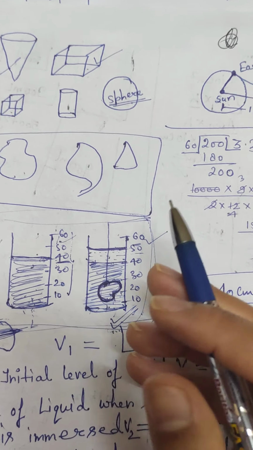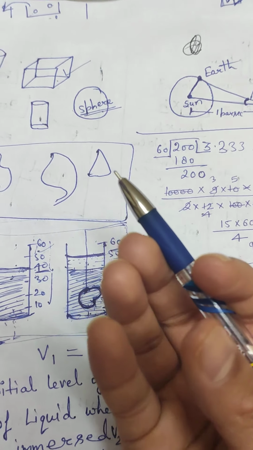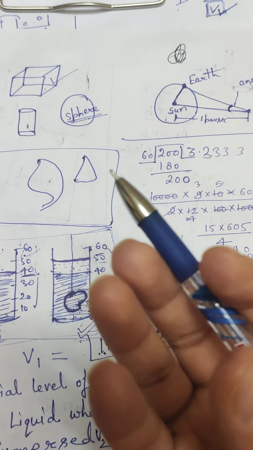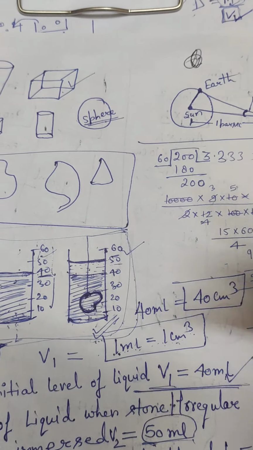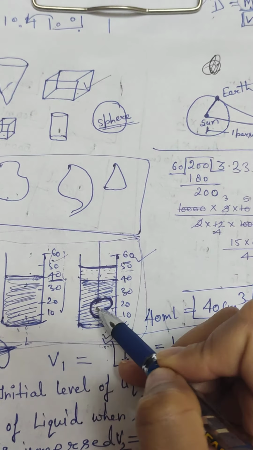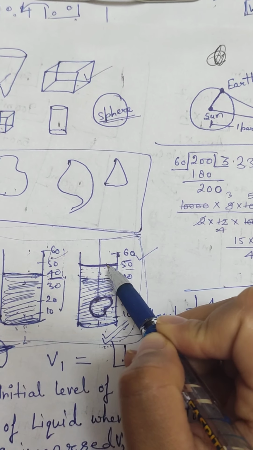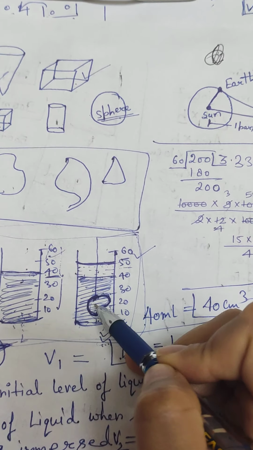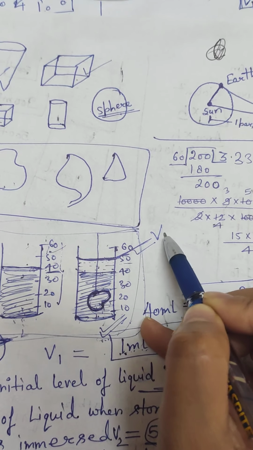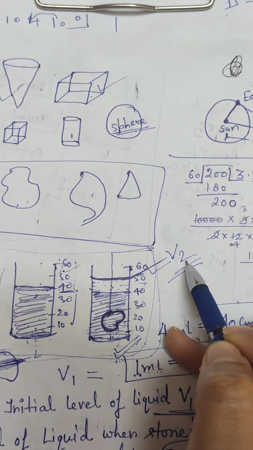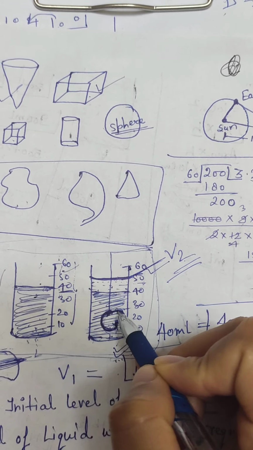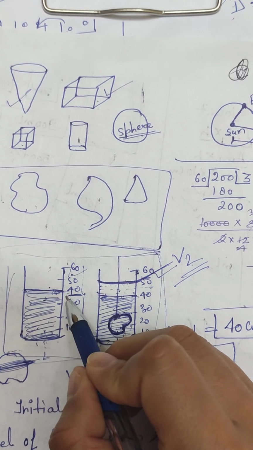Then you will take the irregular solid which you have been given, whose volume you have to find out. This object you will tie with thread and dip inside the water. Then you will see the level of the water rise, and when the water level rises, you will note the final level. And what is the volume of the irregular object? Final level minus initial level.